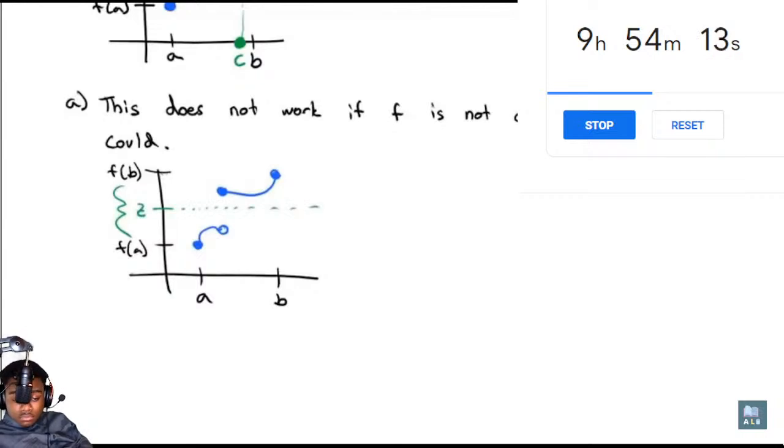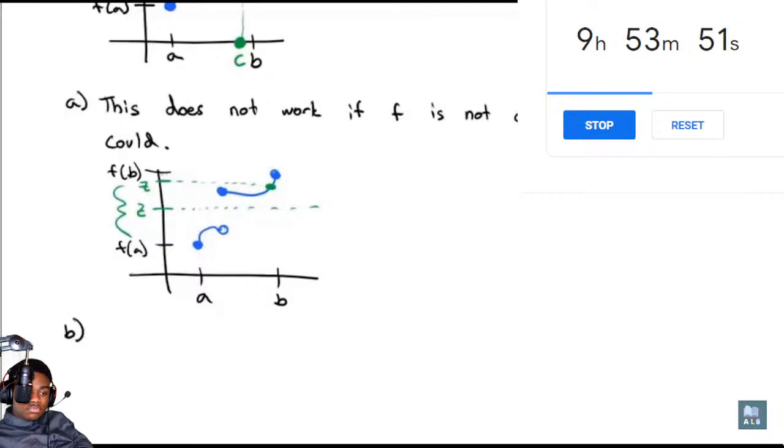I could if I picked a z up high enough that it actually hit the graph. I could get a result, but I'm not guaranteed a result because of that jump discontinuity. So it does not work if f is not continuous.